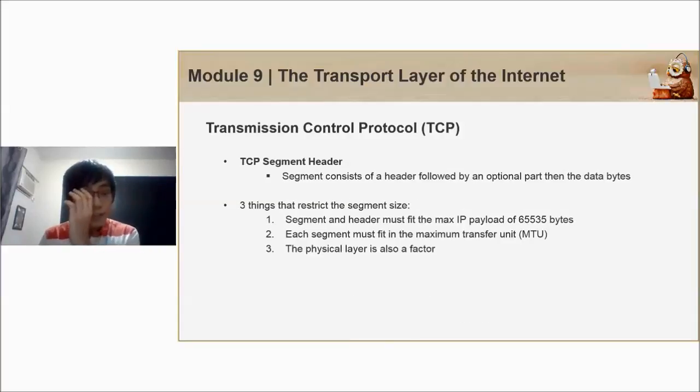For the TCP segment header, the segment consists of a header followed by an optional part, then the data bytes. There are actually three factors that restrict the segment size. First is the max IP payload of roughly 65,000 bytes, as we mentioned. Second, it must fit in the maximum transfer unit, which is roughly 1,500 bytes. And lastly, the physical layer is also a factor, such as if it's on Ethernet or Token Ring or whatnot.